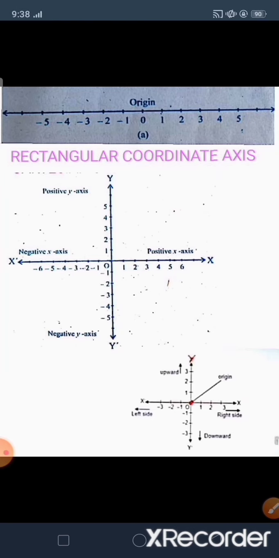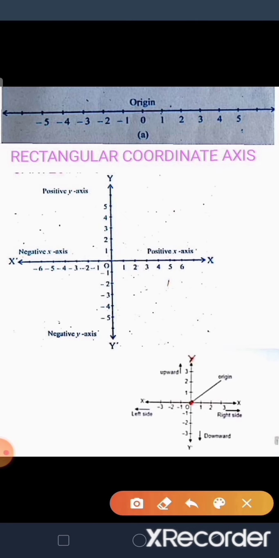rectangular coordinate axis. You have studied about the number line. In the number system, we take a point as origin and travel in the direction as positive and negative from the origin. We use the number line to represent numbers by marking points on a line at equal distances, as in the chapter on number system. Now in this topic we study about the Cartesian plane or rectangular coordinate axis.